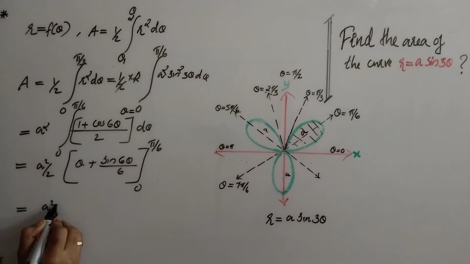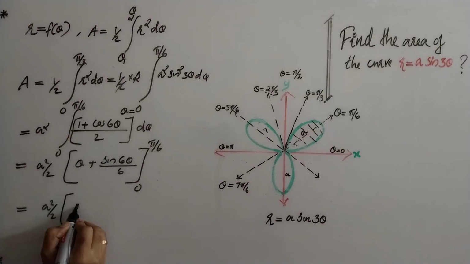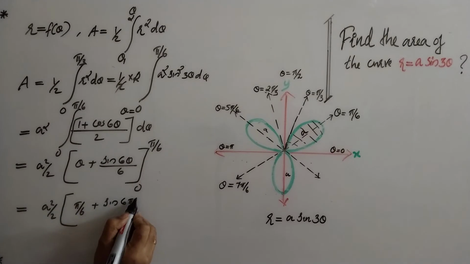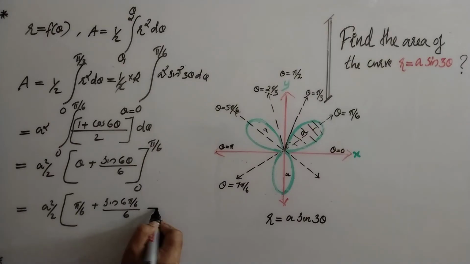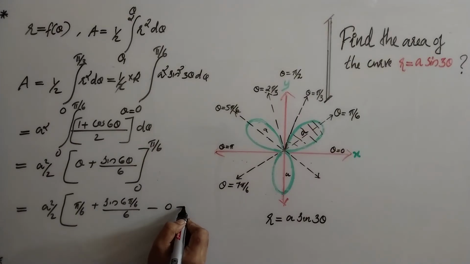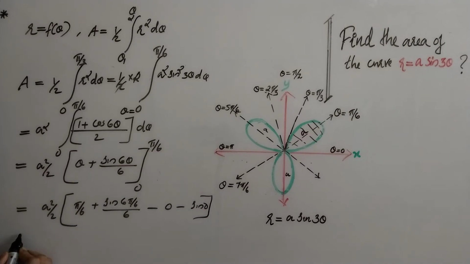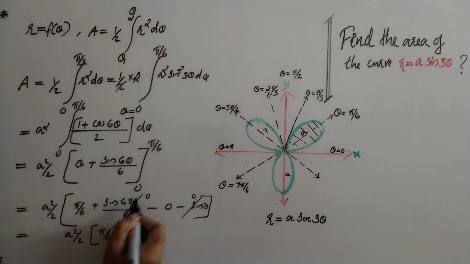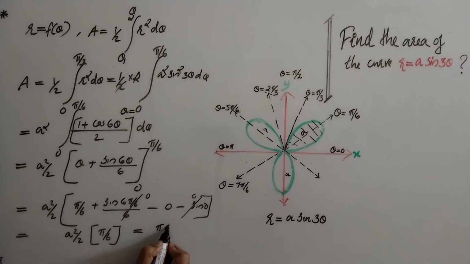If we apply the upper limit, we get a square by 2 into pi by 6 plus sin 6 pi by 6 by 6, minus 0 minus sin 0. So this is equal to a square by 2 into pi by 6. This term becomes 0 and this term also becomes 0, since sin n pi is 0. So the area of one loop is pi a square by 12.